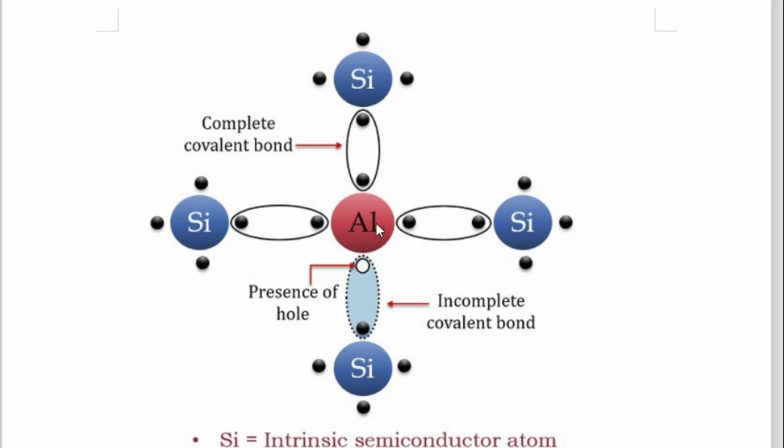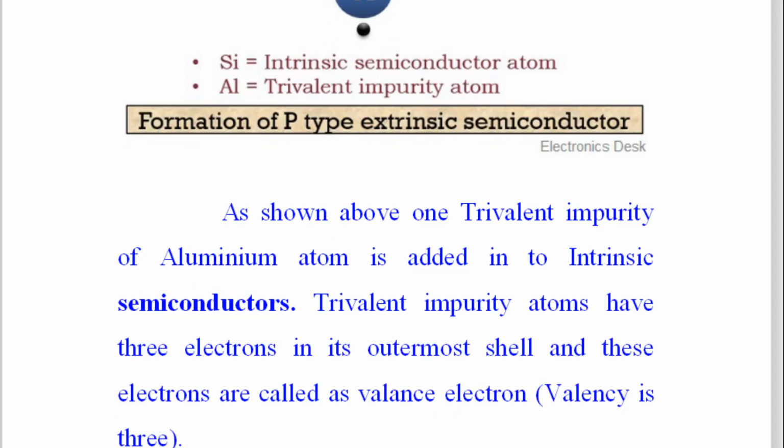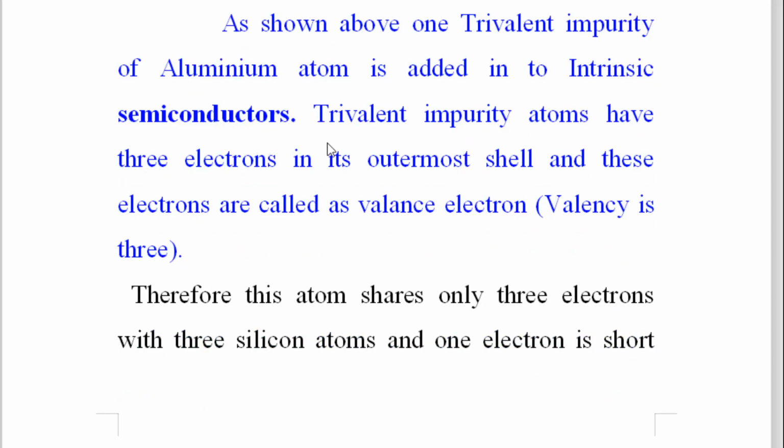And see here, this is very important now. One atom of the aluminum, that is a trivalent impurity, creates one hole. Now what is a hole? A hole is the vacancy of the electron. There is no fourth electron with the aluminum atom to share with this silicon atom, and that non-availability of the electron, that shortage of electron, is shown as a hole, and that is the creation of a hole. So here, as shown above, one trivalent impurity aluminum atom is added into intrinsic semiconductor.